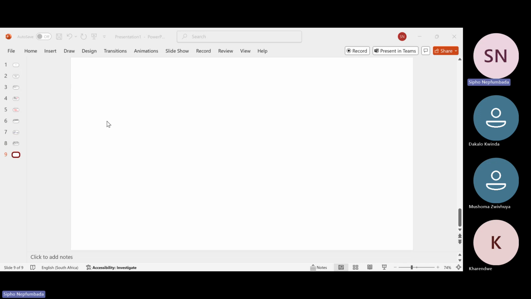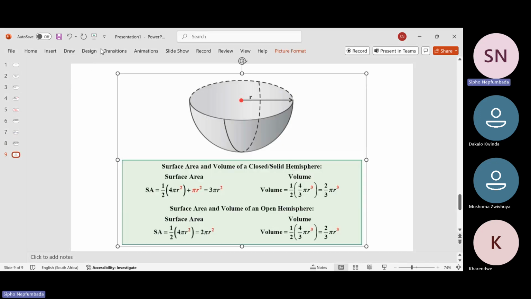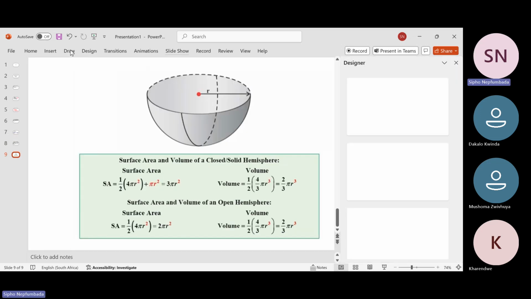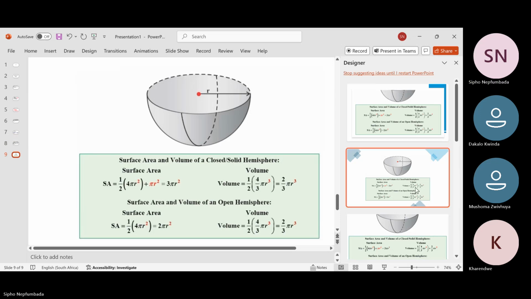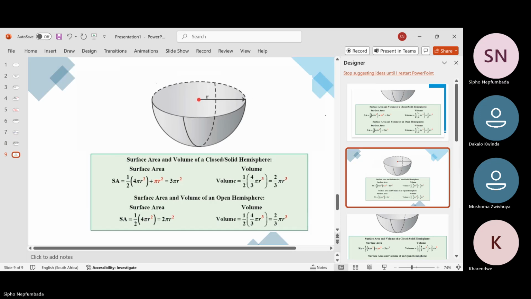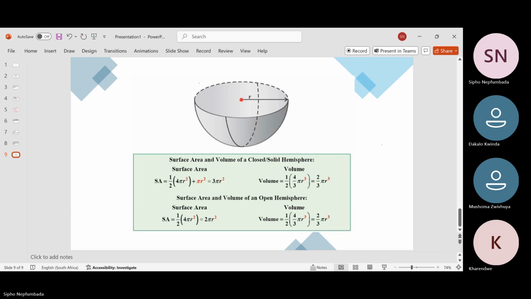So as far as we're concerned, this is what we're talking about when we're talking about the area of a sphere, of a hemisphere. So the surface area and the volume of a closed or solid hemisphere. Surface area, it says SA equals 1/2 times 4 pi r squared plus, why are we adding this?